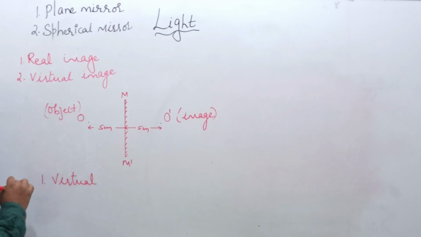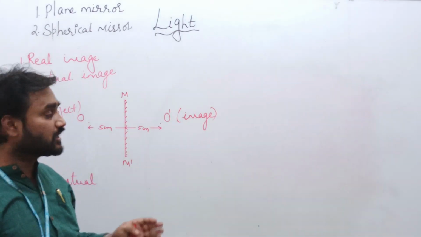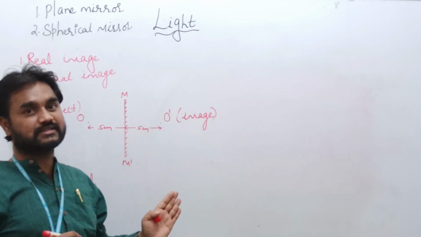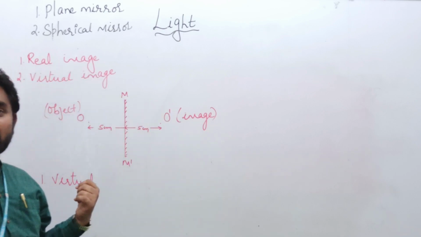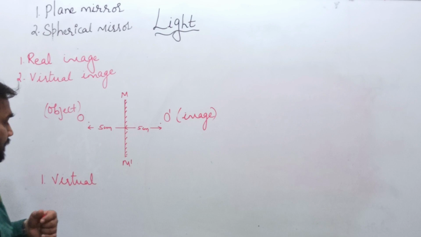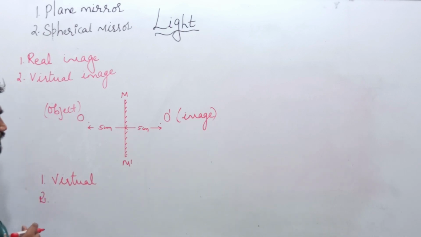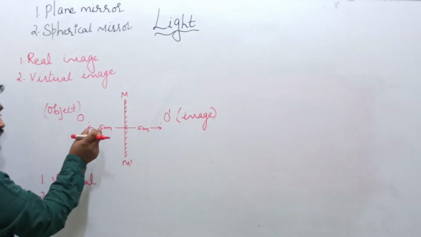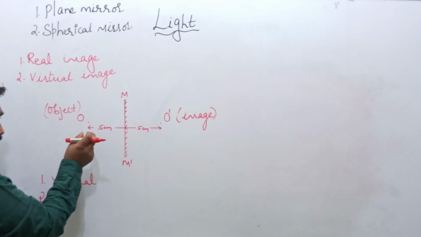The image is virtual. So what do you understand by virtual image? The image is formed behind the mirror. That means it is not caught on the screen. So it is called a virtual image.